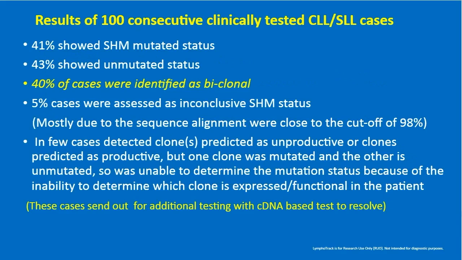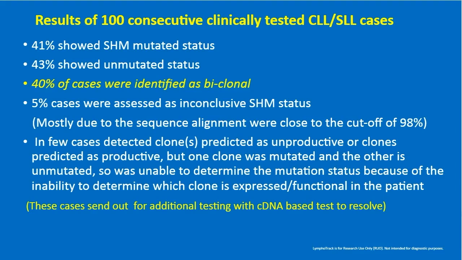And we also looked at 100 consecutive clinically tested cases, and we've shown the same pattern. So interestingly, we are identifying more biclonal cases because of the power of NGS to identify lower level clonal processes. Overall, the data was concordant with what we saw in our initial 50 cases.